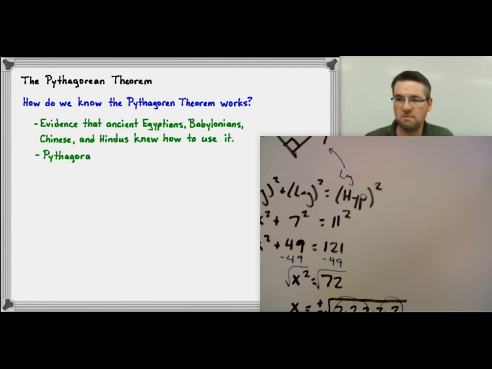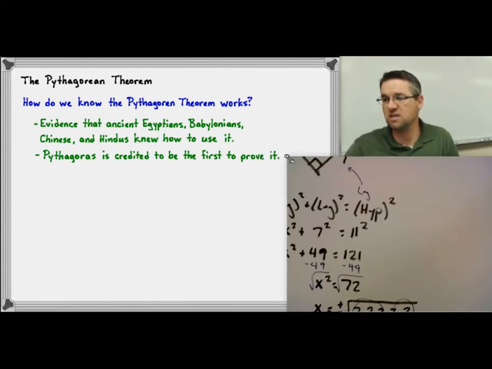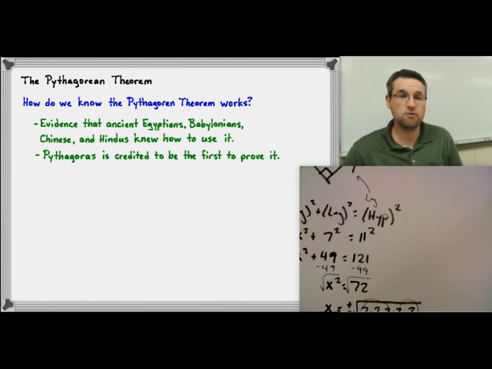Okay, the Pythagorean theorem is credited to a guy named Pythagoras. That's why it's the Pythagorean theorem. Okay, it's credited. In other words, people give him credit for proving it, but in fact, he wasn't necessarily the first one to prove it. But he gets credit for it anyways.